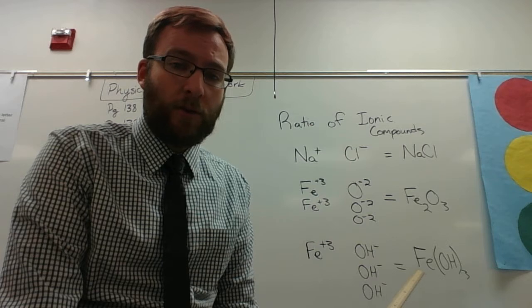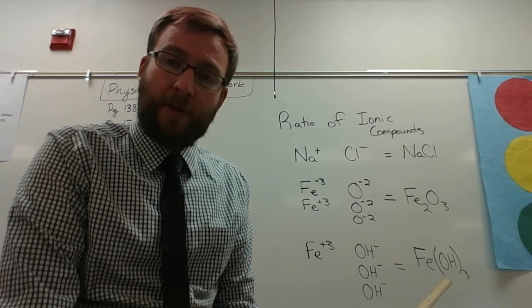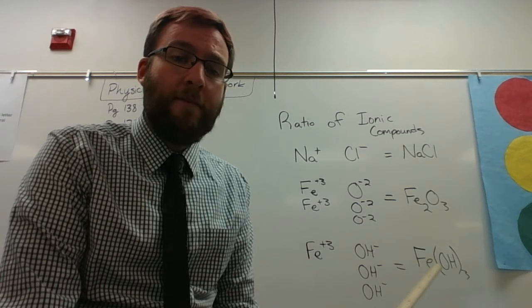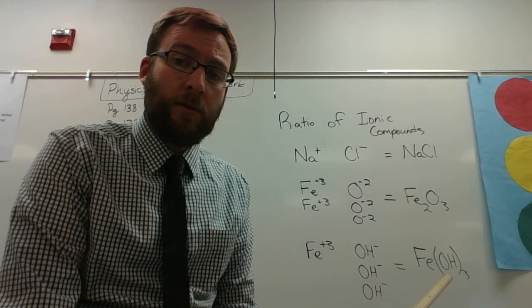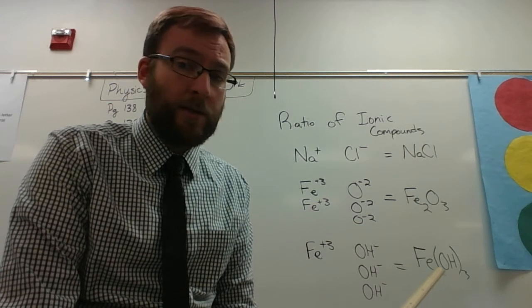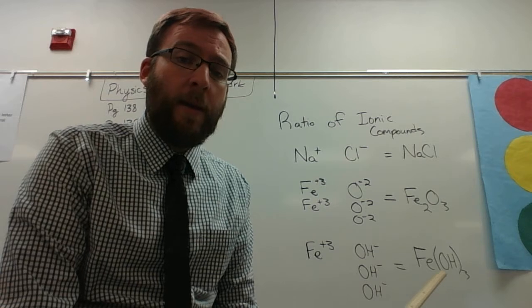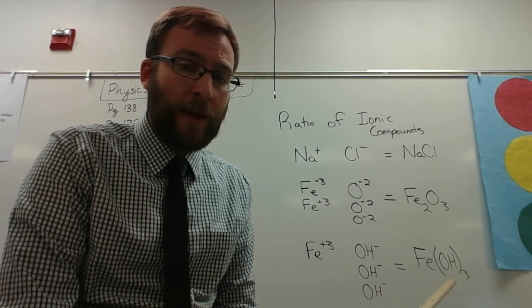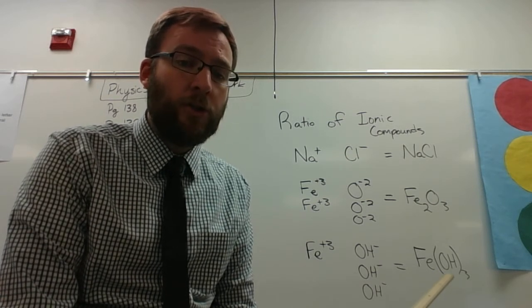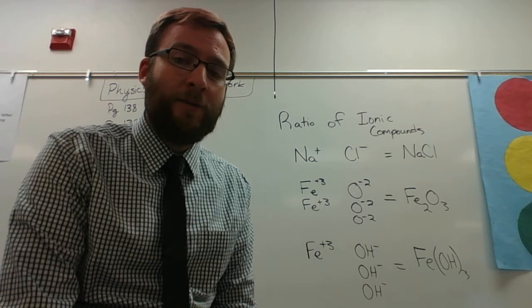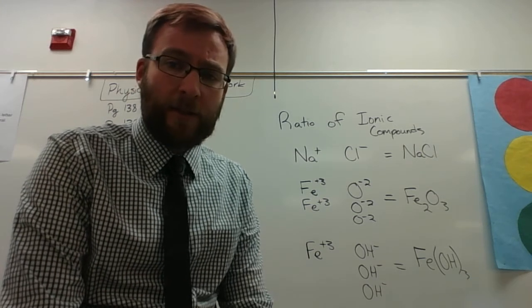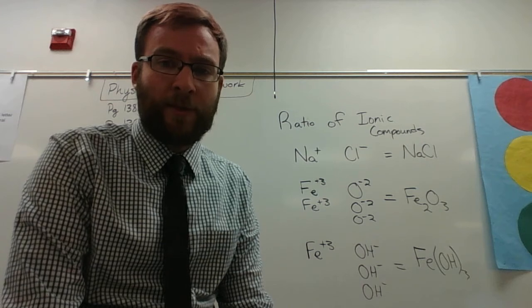There's only one iron, so I just wrote Fe. Then I wrote parentheses because I need 3 of this whole unit. So OH, we're going to treat it like one thing. But to make sure we don't get it confused with anything else, we put in parentheses OH. Then we put a little 3 on the outside. And that's how you balance ionic compounds and their ratios.